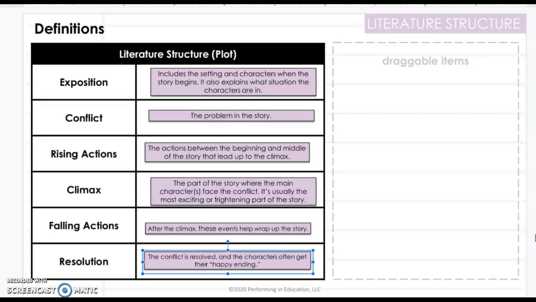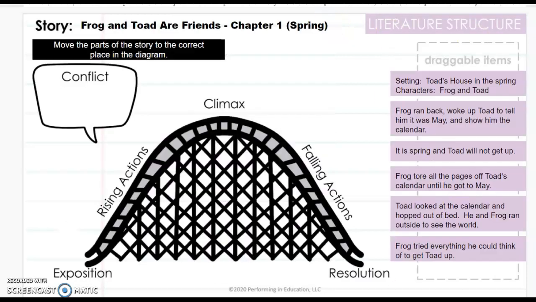Now, listen carefully while I read to you a really quick and very simple story called Frog and Toad Are Friends. This is a very simple chapter book, so we're going to be reading chapter 1, titled Spring. And then we're going to discuss this literature structure diagram.